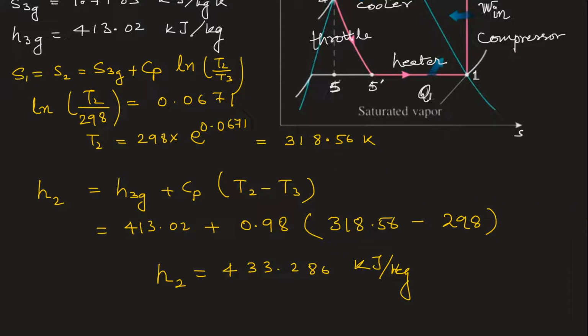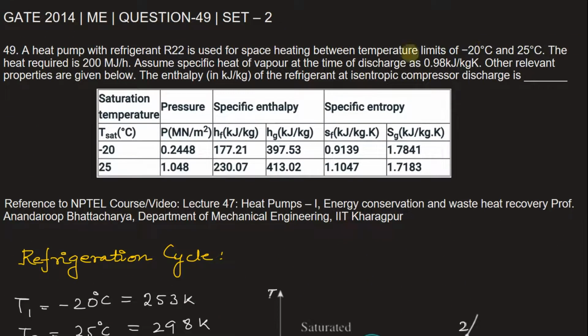Okay, so let's fill in the blank. The enthalpy of the refrigerant at isentropic compressor discharge is 433.29. We are rounding it off to 2 decimal places, kilojoule per kilogram.